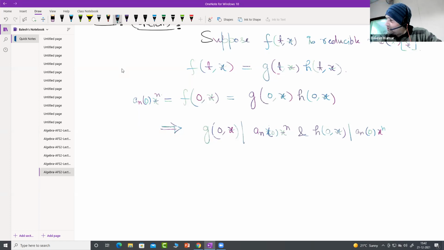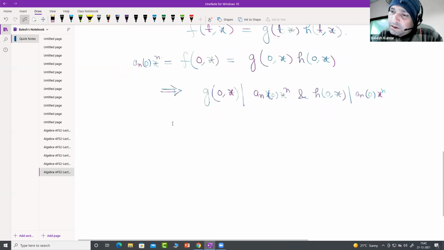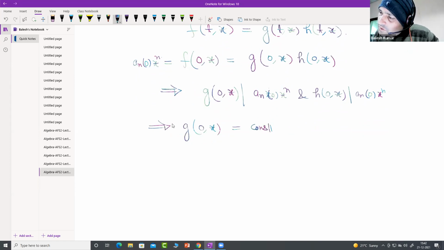And so therefore what we see from here is that g of 0, x and h of 0, x will be polynomials in x, and in fact they will be monomials. So g of 0, x will be some constant times, say, x to the power r. And h of 0, x in this case will be equal to some other constant times, say, x to the power n minus r, so that the product will give x to the power n here.